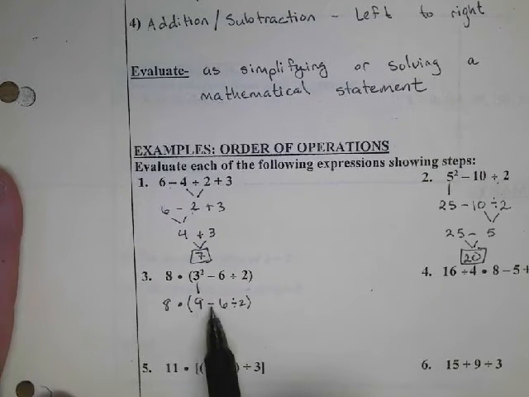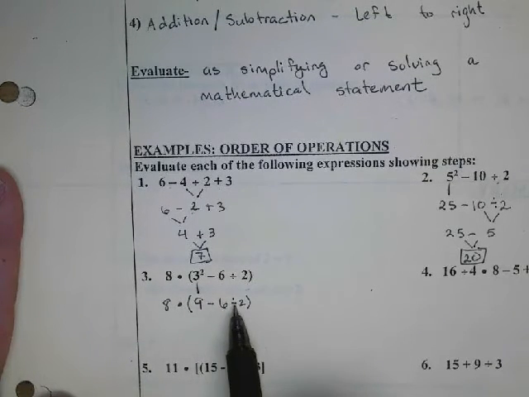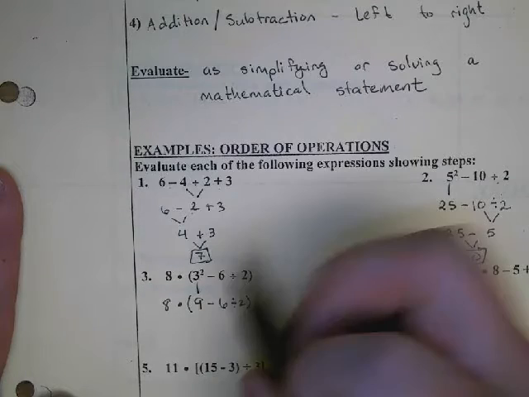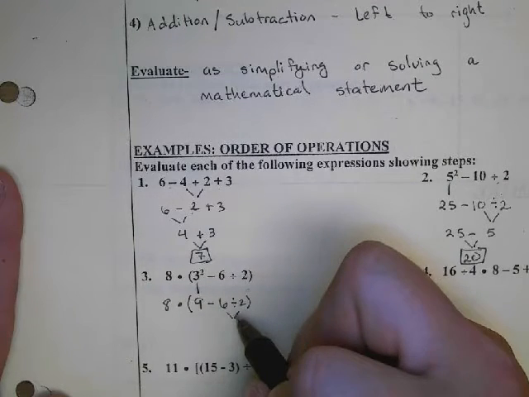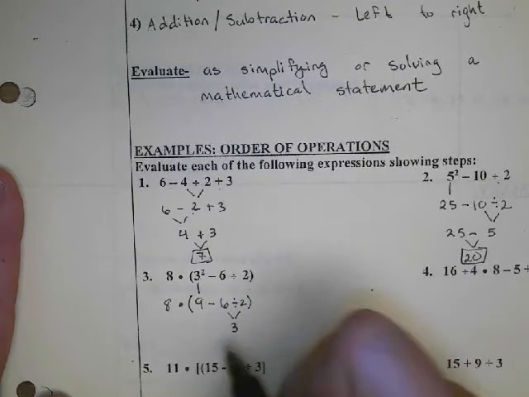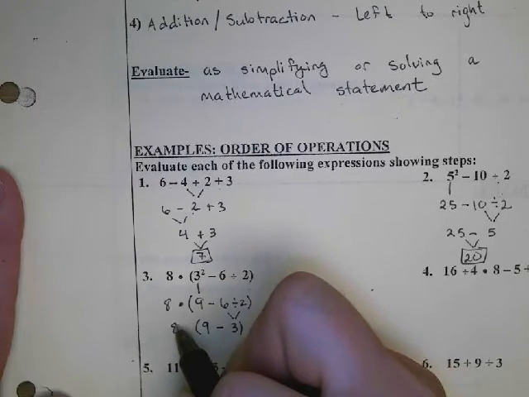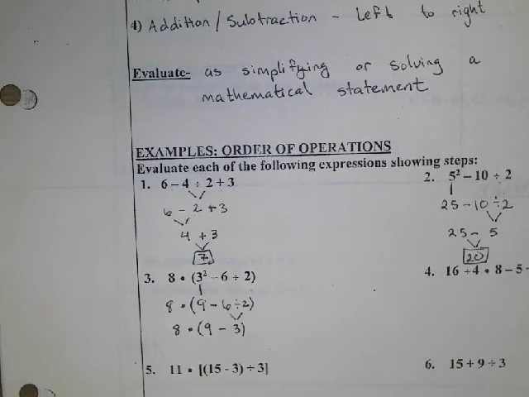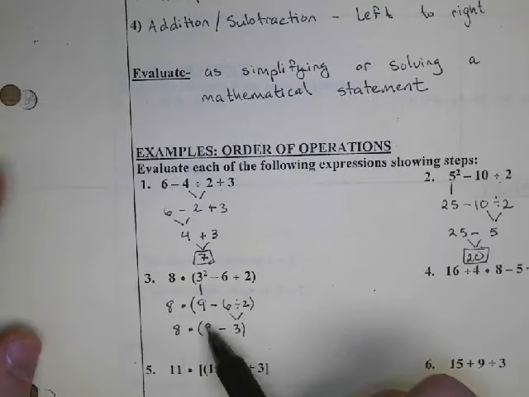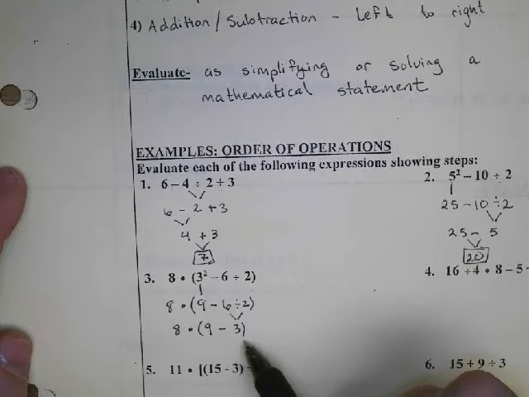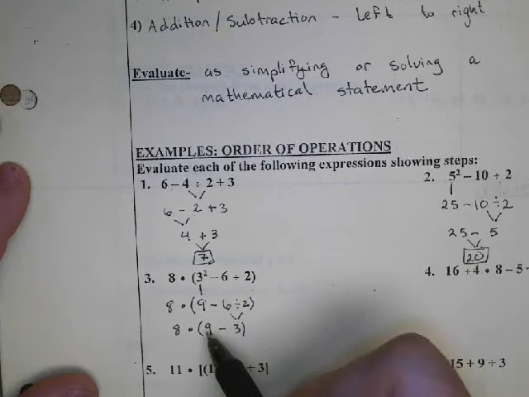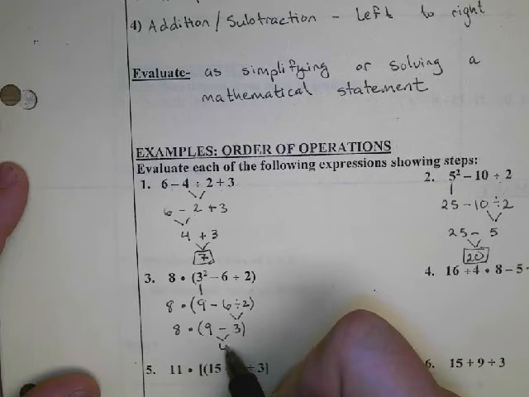So now when I'm looking inside my parentheses, I see subtraction and division. So I'll do division first. 6 divided by 2 is 3. I'm going to keep my parentheses, keep my 9 minus, bring down that 8 times. So I'm still going to do what's inside my parentheses first, and that's subtraction, so 9 minus 3 is 6.